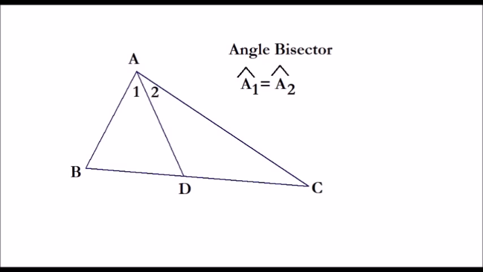Now, let's get to secondary elements of triangles. Here we can see a triangle ABC, and the line segment AD is the angle bisector for this triangle, which means that the angle A1 equals the angle A2.